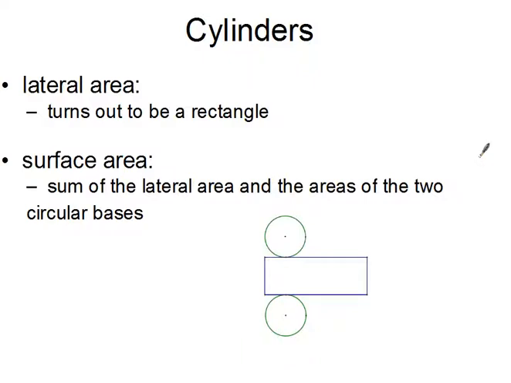So, the net of a cylinder. This is the net of the cylinder. The lateral area is a rectangle, so if we folded this back up, we would have a can, like a soda can or a vegetable can or something like that. The lateral area is the rectangle that wraps around it. And then to find the surface area, we add the area of the rectangle plus the area of the two circles.